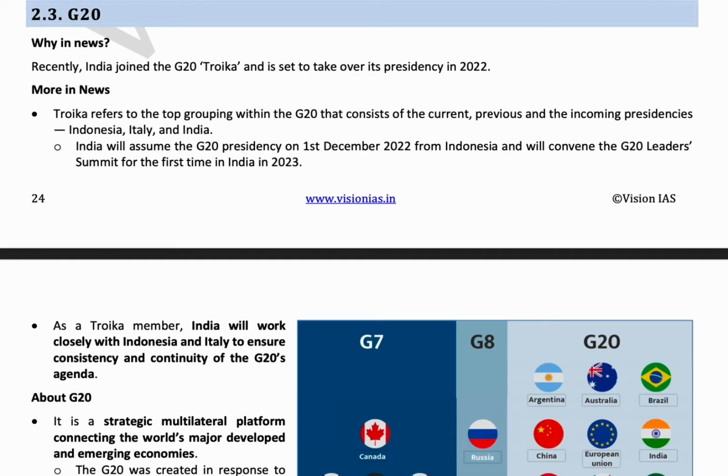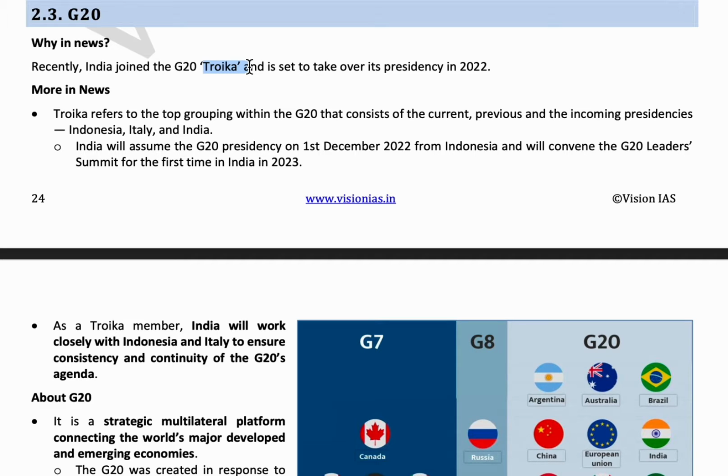So recently, India joined the G20 Troika. See here, Troika means the top group within G20, which consists of the present, past, and next presidencies. Okay, so India joined the G20 Troika and is set to take over the presidency in 2022.